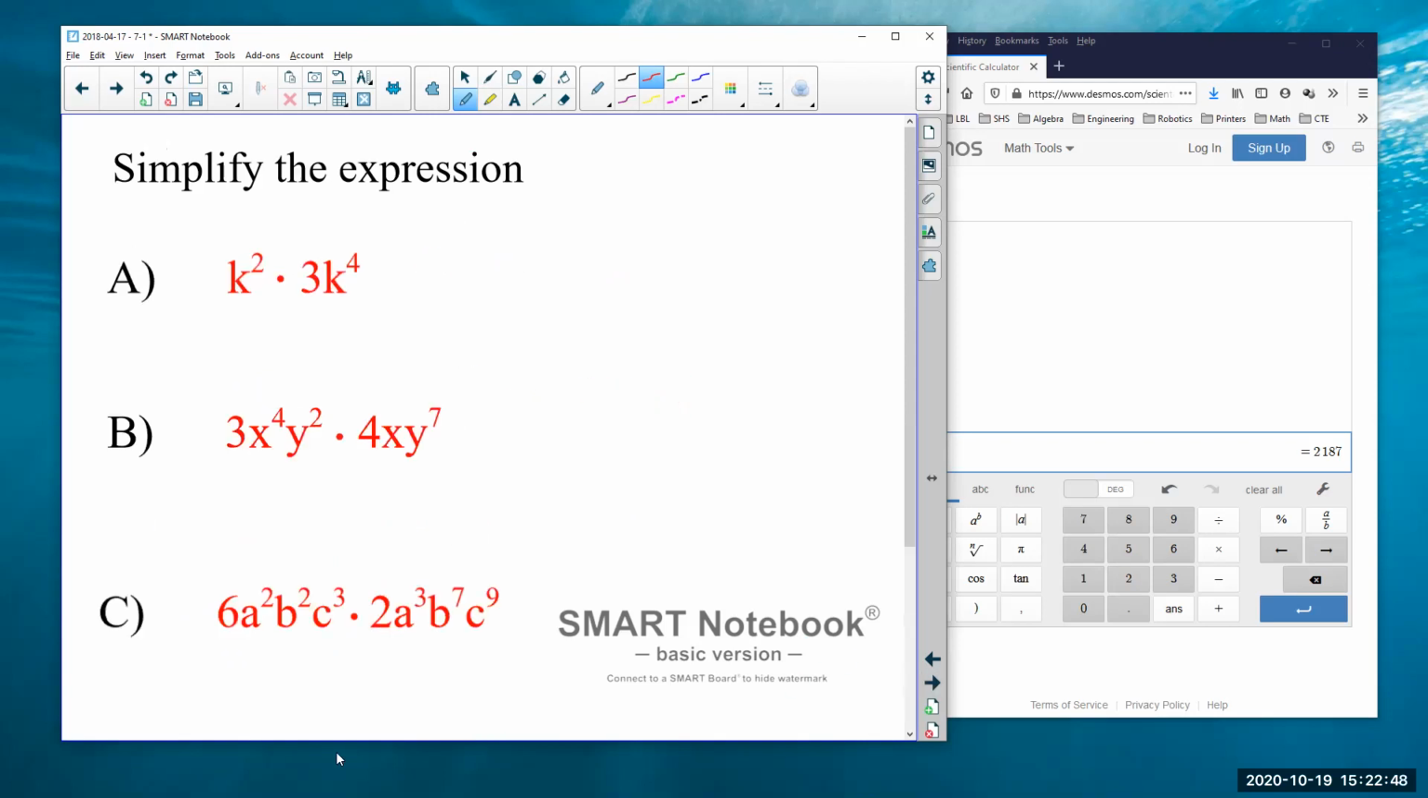Okay, here's some other ones for you to take a look at. I'm going to pause here and let you work on those, and then we'll continue here in a second.